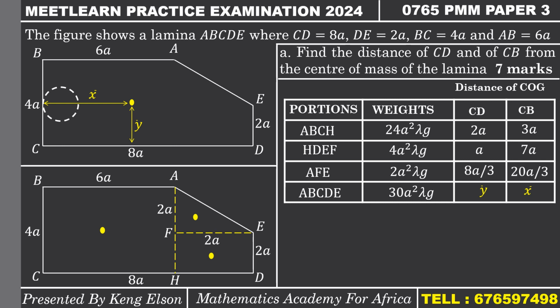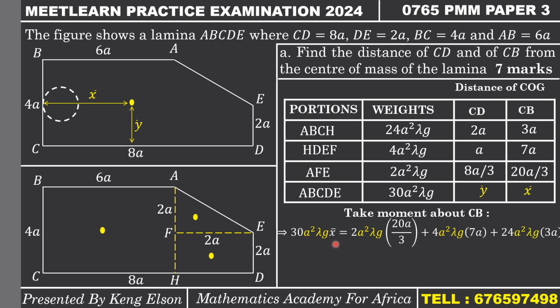Okay, now we are going to take moments about CB. So taking moments about CB, we are now going to be interested with the distances from CB, because the distances from CB are the perpendicular distances. Alright, so if I take moments about CB, we are going to have the moments of the whole lamina equal to the sum of the moments of the individual portions that make up the lamina. So we have 30a squared lambda g times x bar to be equal to 2a squared lambda g times 20a over 3 plus 4a squared lambda g times 7a plus 24a squared lambda g times 3a.